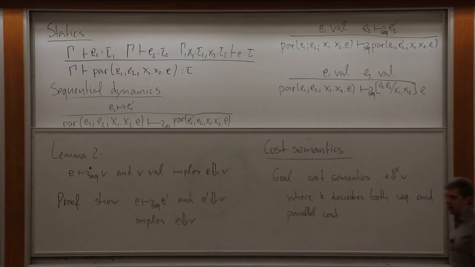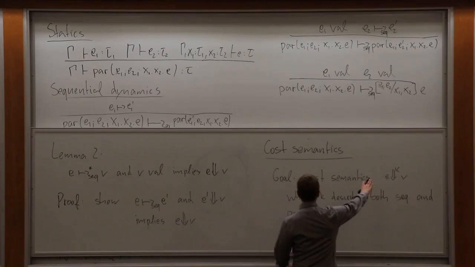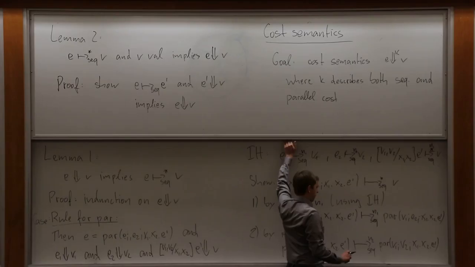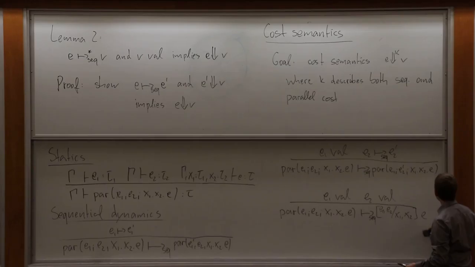So one thing you can, of course, do is you can just say, oh, well, K should be a pair, right? So we keep track of two numbers, and that's fine. You can do that. But here I want to introduce something that's called a cost graph. And this is what this K is gonna be.